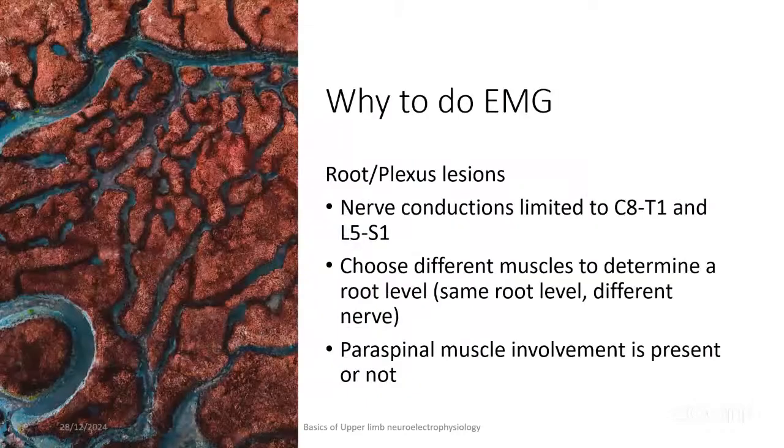Nerve conductions are limited to C8-T1 in the upper limb, L5-S1 in the lower limb. So that's not sufficient. You have to choose different muscles to determine a root level. Same root level, different nerves. Whether paraspinal muscle involvement is present or not, you also have to examine. So these are the important issues.